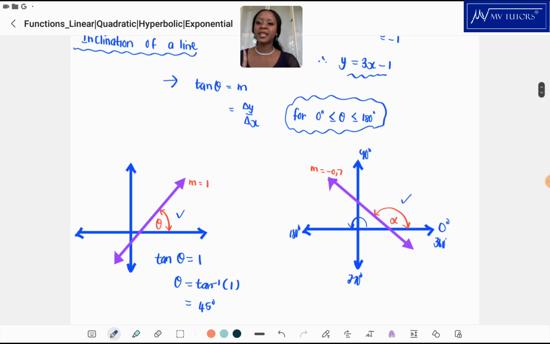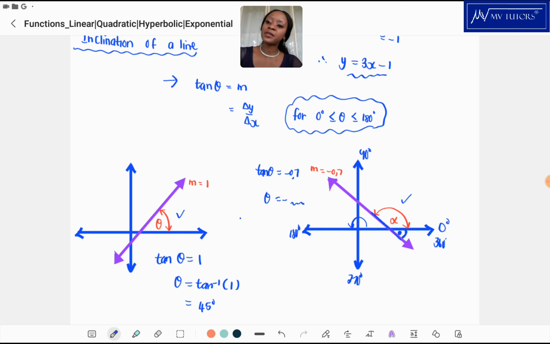Actually, there's a trick. If it's a negative gradient, remember that tan is negative in the fourth quadrant as well as the second quadrant. Now this is paper 2 stuff. But if you were to calculate tan theta equal to negative 0.7 and put it in your calculator, you're probably going to get a negative angle, and that negative angle would be this section over here. So for you to now get alpha, which is the inclination of the line, which is what we're looking for, do you see this is angles on a straight line?